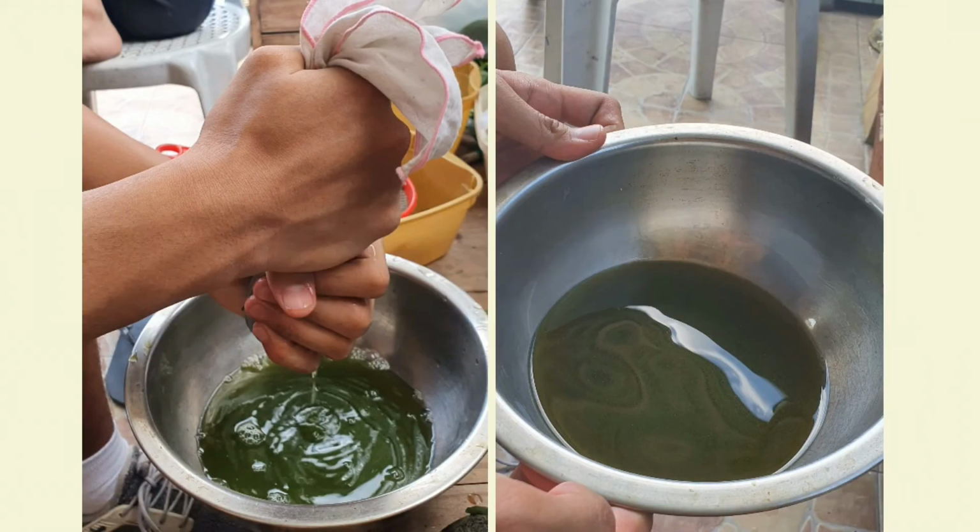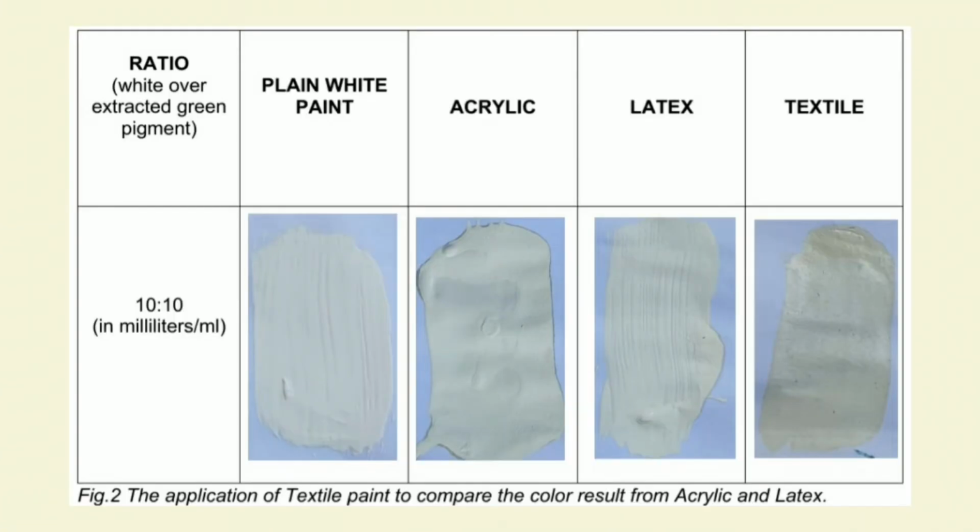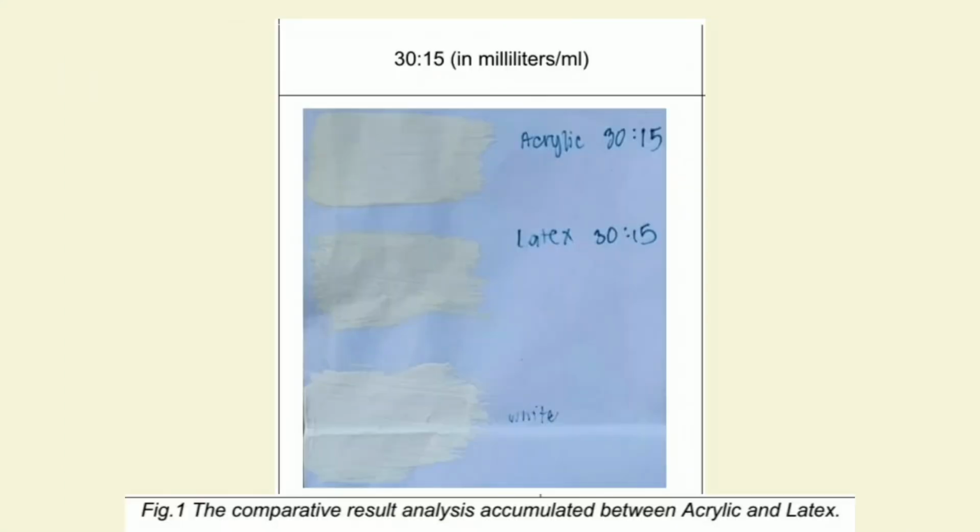Results and discussion. Using the water boiling method of extraction, natural pigment was successfully extracted from the water hyacinth. A natural dark green colored pigment was yielded from the extraction. The figure shows the extracted natural pigment from the water hyacinth. In the paint mixing process, the extracted pigment was mixed with 3 different types of paint: latex, acrylic, and textile paint. The color produced from mixing the pigment with the 3 types of paint resulted in a cream-colored paint.